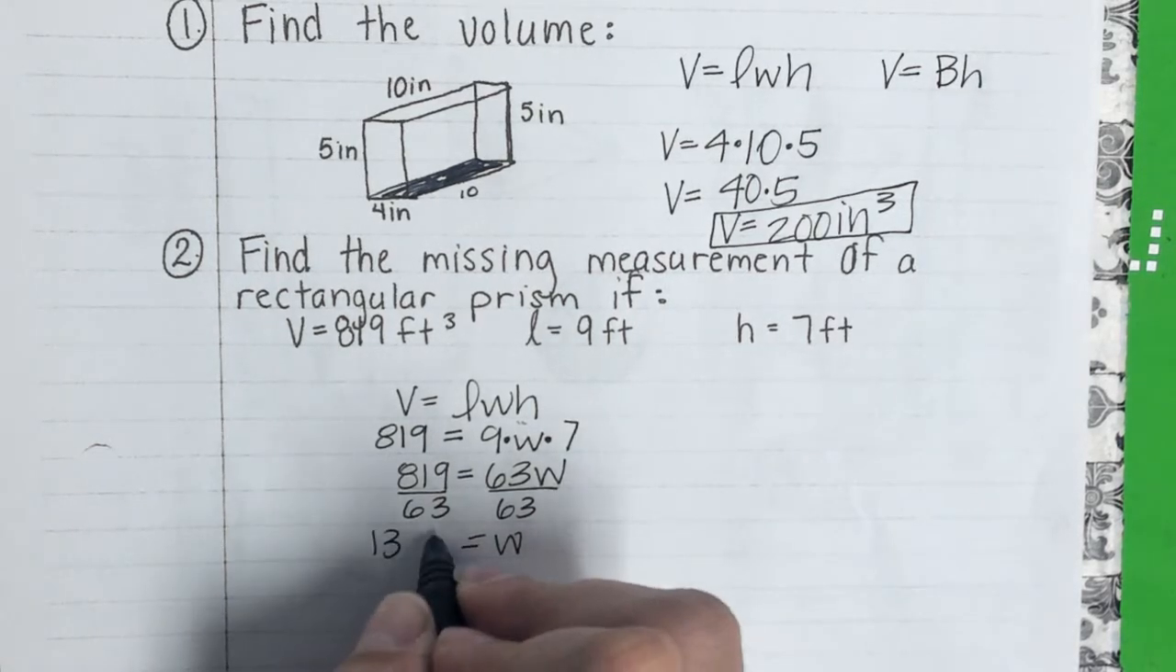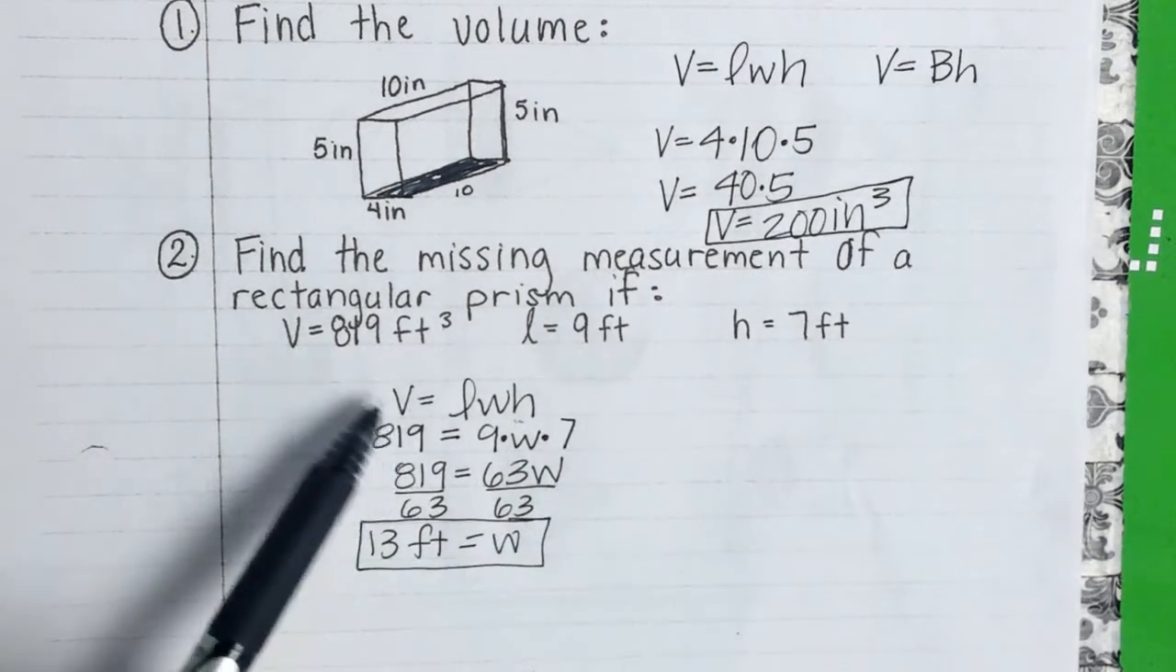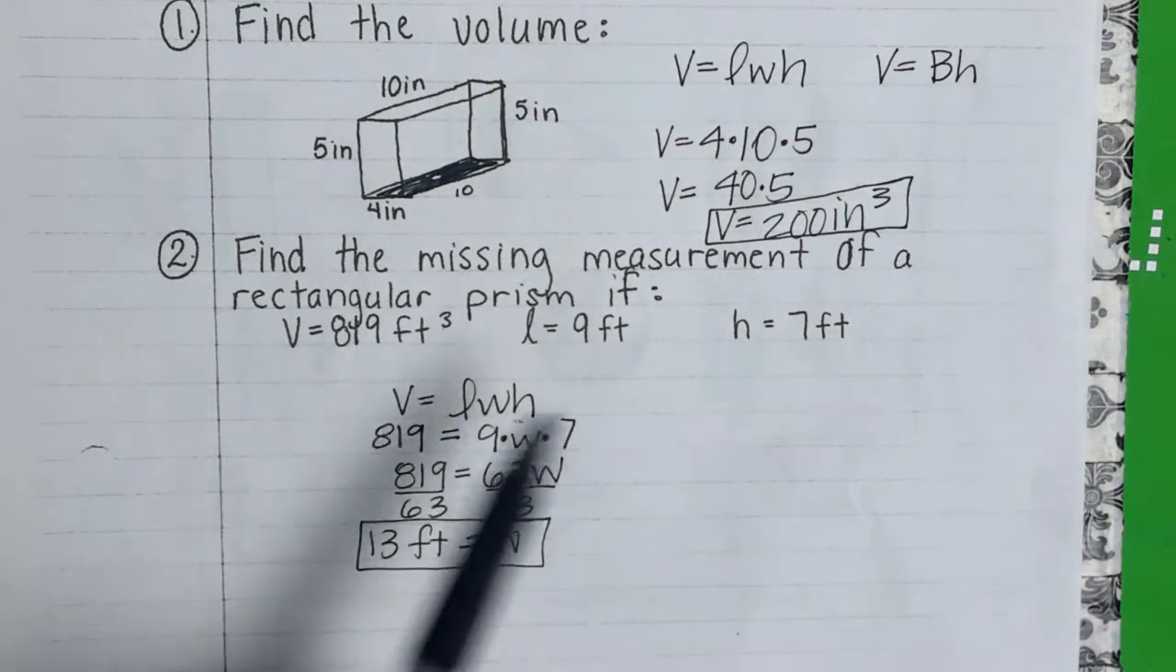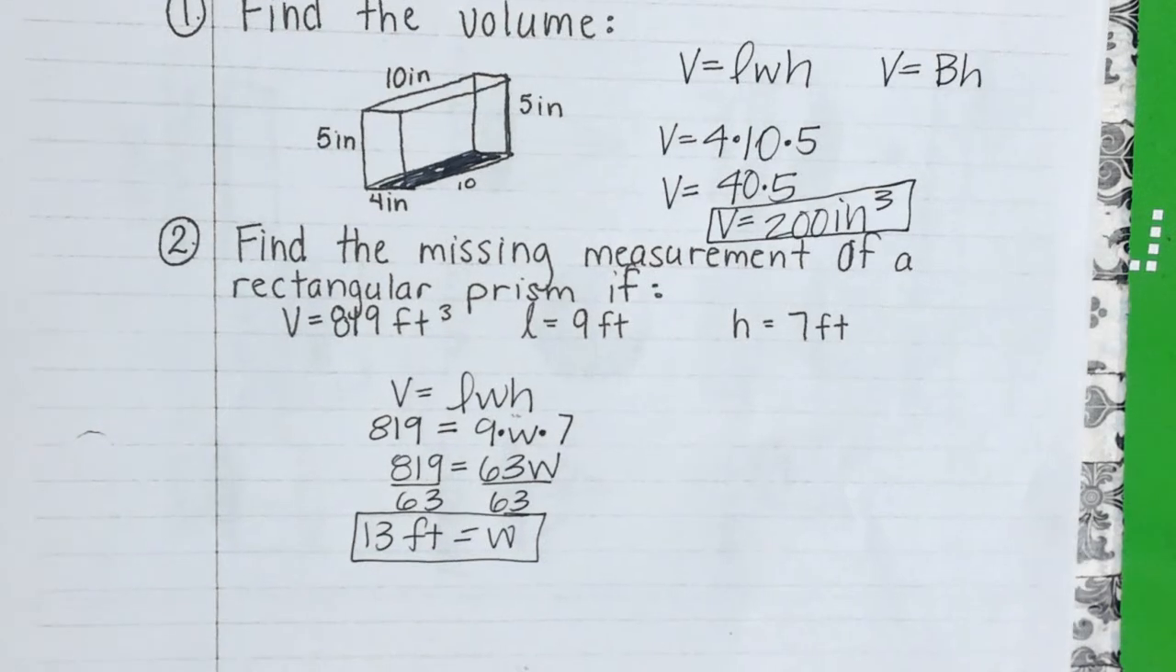So that is 13 feet, and it's not cubed because we were going backwards. We already know our volume, we're missing one of these guys, so it's just going to be 13 feet. It's not going to be cubed. Yes? That's what we did, but if you do 9 times 7 divided by that, you're going to get, because you're not doing 63 divided by 819.